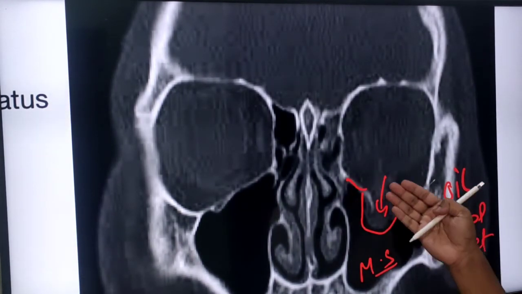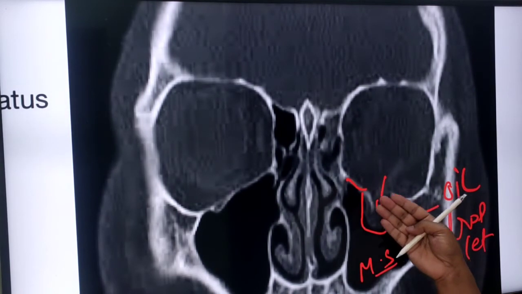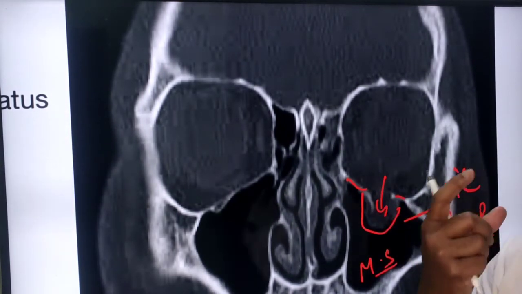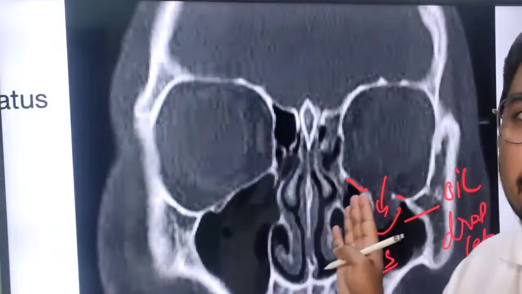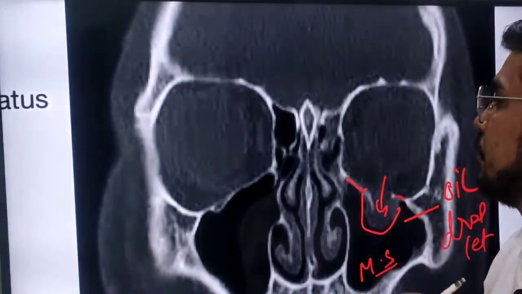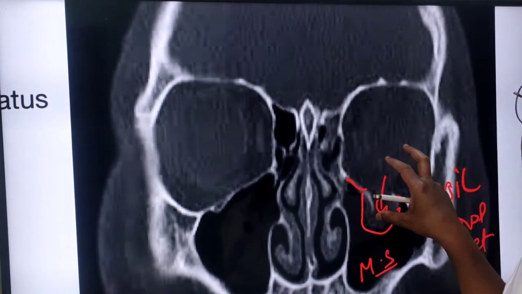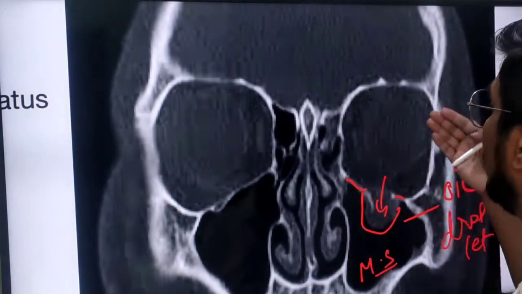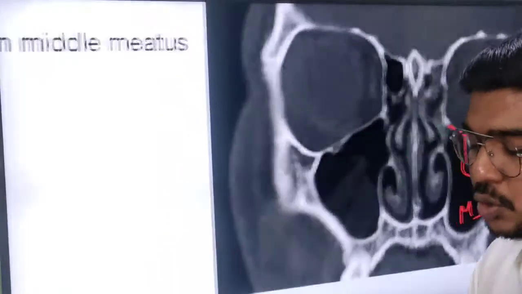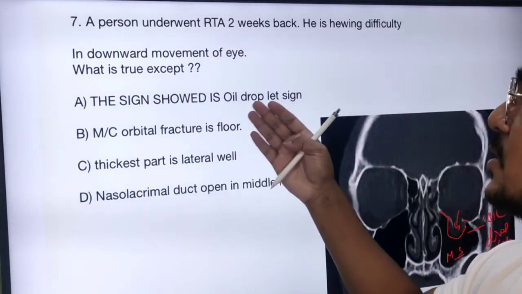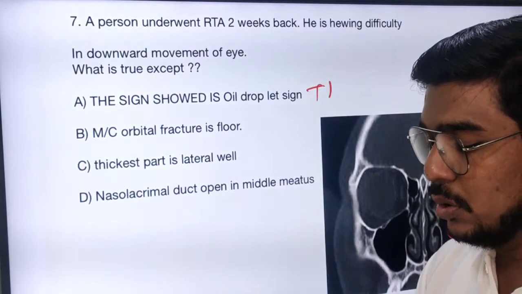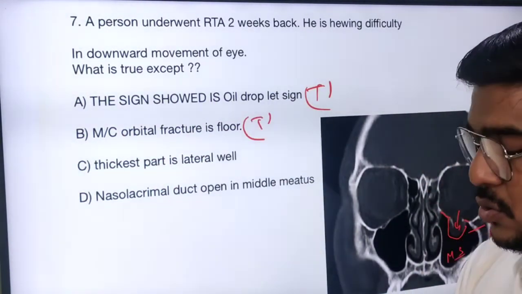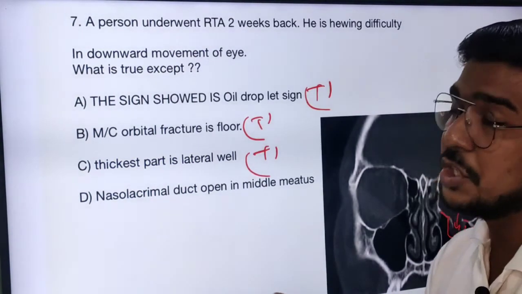Now what happens? Sometimes the inferior rectus gets entrapped in this bony fracture area. So this can cause the difficulty in the downward movement because the inferior rectus is being trapped here. So obviously the floor is the most common fracture and the lateral wall is the thickest one. Coming to the options here, the sign is oil droplet sign. Obviously this is true. The common fracture is the floor. This is true. Thickest wall is true. Obviously we are left with only one option which is not true.